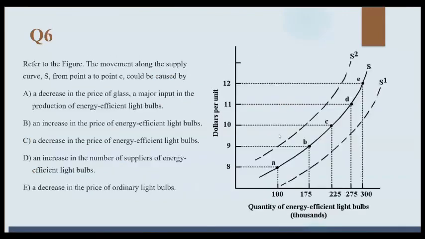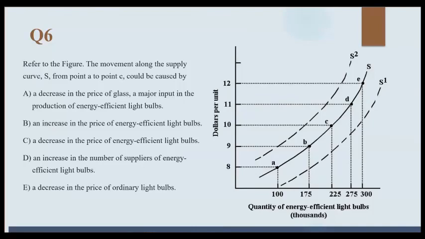Okay, next question. We got a graph similar to before, but now we have the supply curve for the energy efficient light bulbs. And so it's saying the movement along the supply curve S from point A, which is here, to point C, be caused by which of the following? Okay, go ahead. Okay, 3, 2, 1. Someone didn't get their response in. Do you want to get it in?